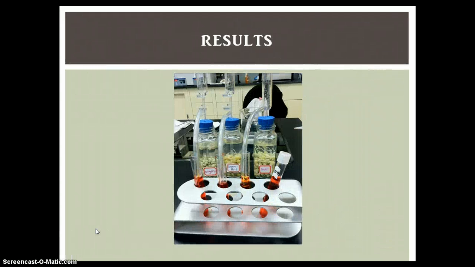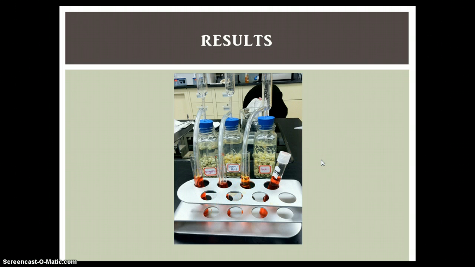According to our results, our hypothesis was proven wrong. As you can see here, the germinated peas had the highest rate of cellular respiration because they seemed to produce the most yellow in the test tube, indicating a lot of carbon dioxide was in there. The ungerminated peas had a little bit of yellow, indicating that cellular respiration did occur, meaning carbon dioxide was produced, but you can tell it wasn't as much as the germinated peas. The germinated peas that were boiled didn't produce any yellow.